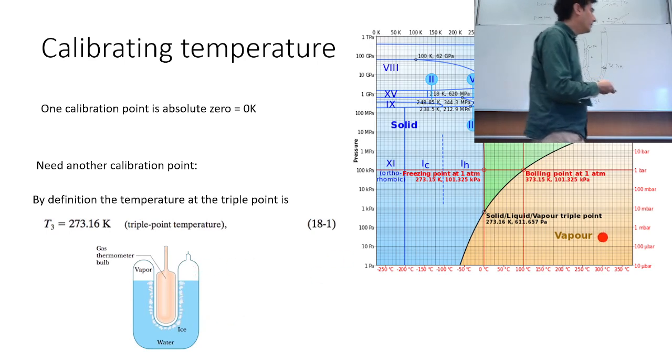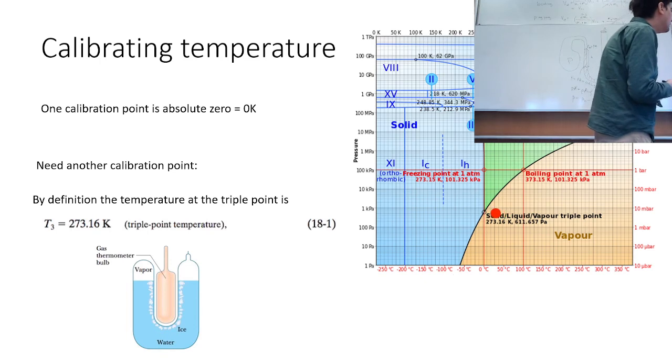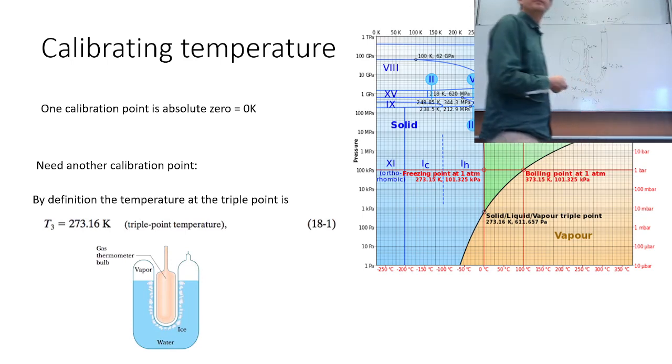So I think if you look here, this is 1 atmosphere here, right? Yeah. So this is actually way below. This is less than 10 millibars. So it's actually quite low pressure.